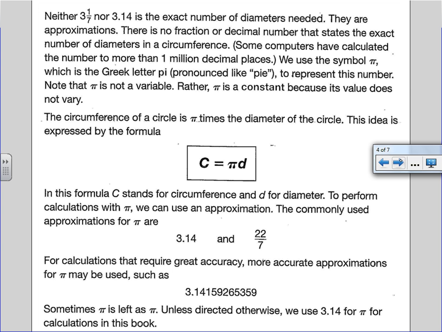We use the symbol right here, okay, which is the Greek letter pi, pronounced like pie that you eat, to represent this number. Note that pi is not a variable. Rather, pi is a constant because its value does not vary. Okay? It may look like a variable because it kind of looks like a letter we would plug in, but pi is always pi. It is always 3.14. It is always 22/7. It is always 3 1/7. And although those 3 things I just said are not the same, they are the equivalent of each other.